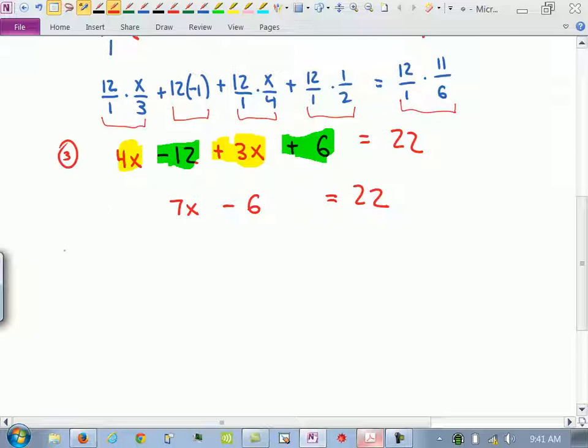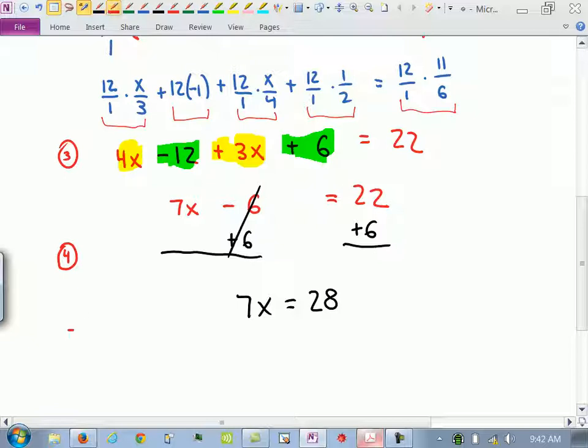Step 4 is to do what? Isolate the variable. So we need to get the variable term, the 7x, by itself. So we need to remove a minus 6 on the left side. How do we do that? Add 6. So we add 6, add 6. On the left, they go away. So we have 7x. On the right, we have 28.